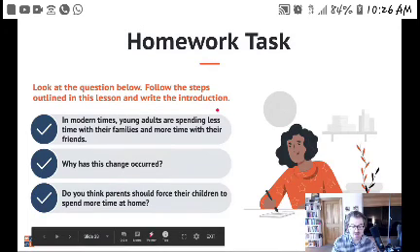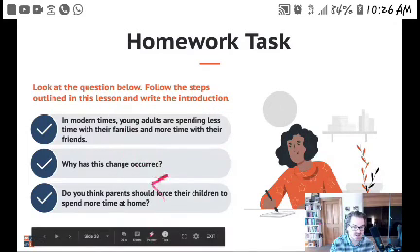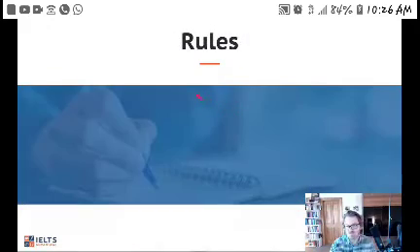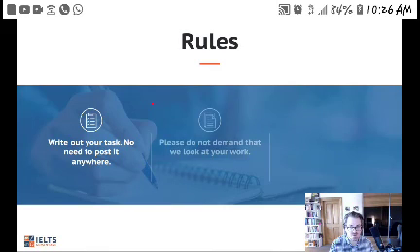So the steps that we gave you: analyze the question, generate ideas, paraphrase the question statement, and then outline your answers to both questions in your introduction. Here are some rules. Write out your task. No need to post it anywhere. So you're watching the replay, so you don't need to post it anywhere. Just write it out or type it out, whatever you want to do.